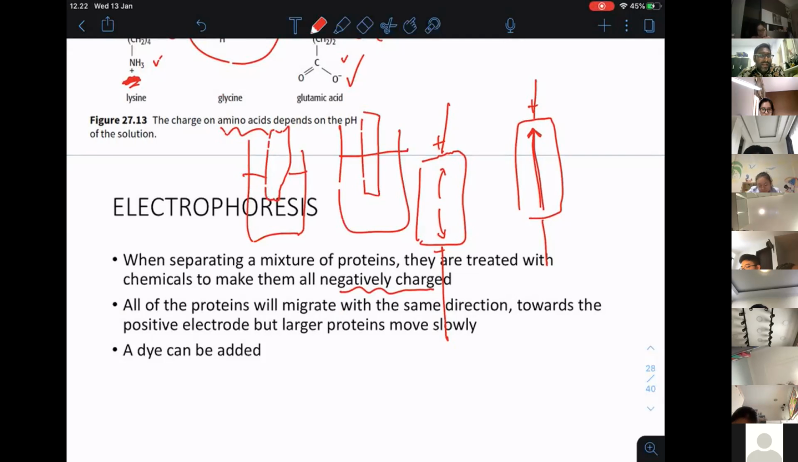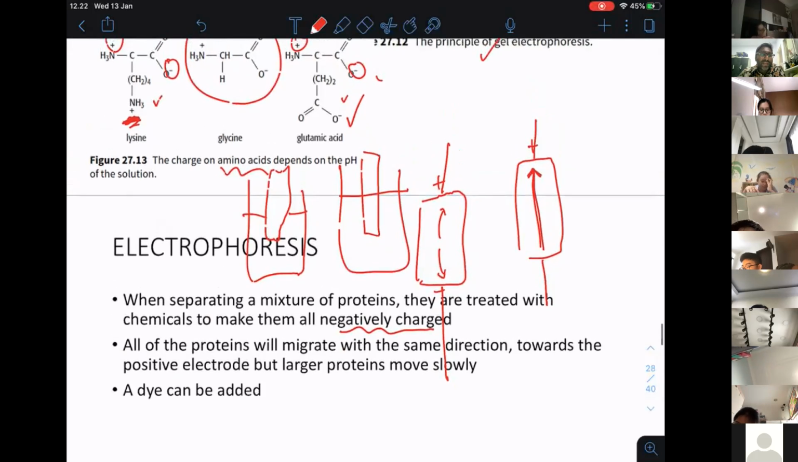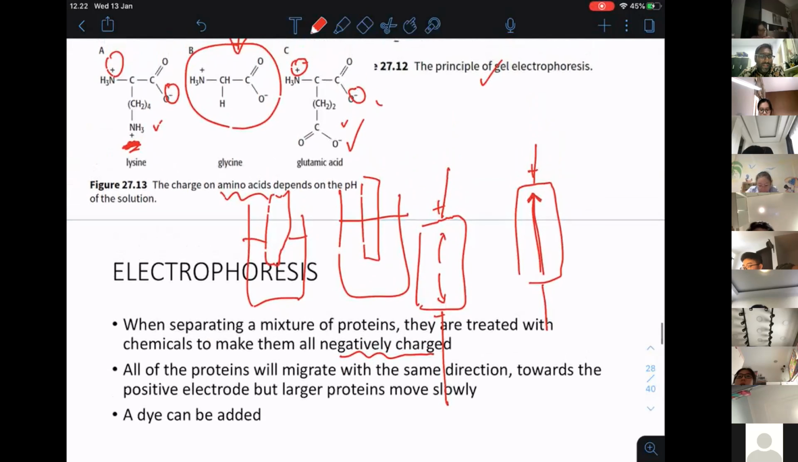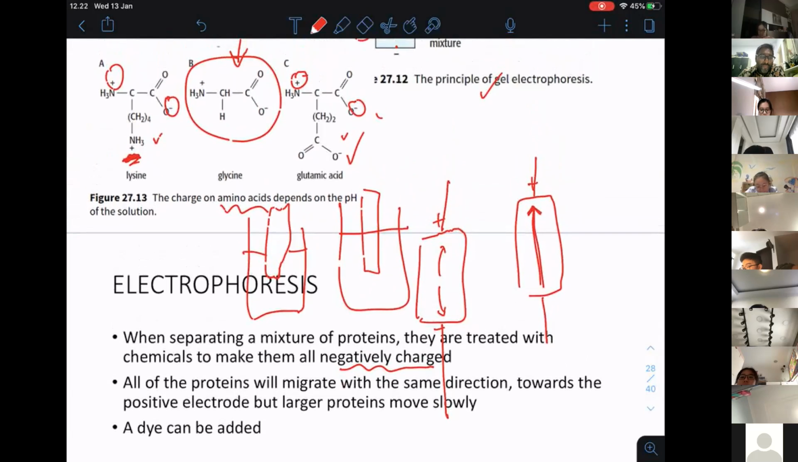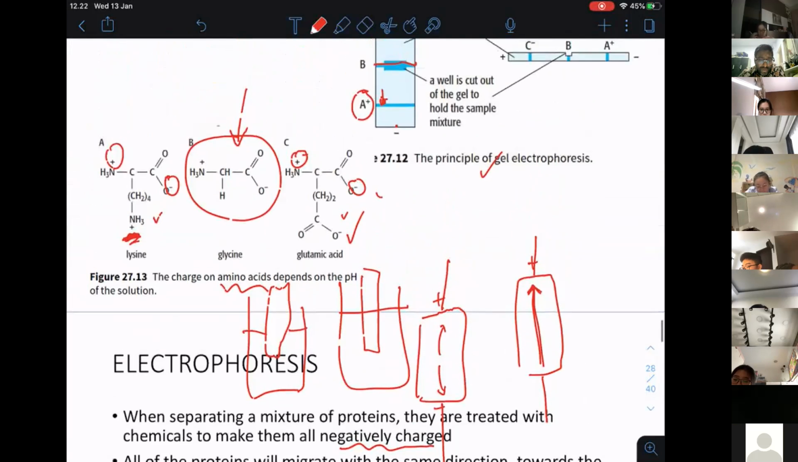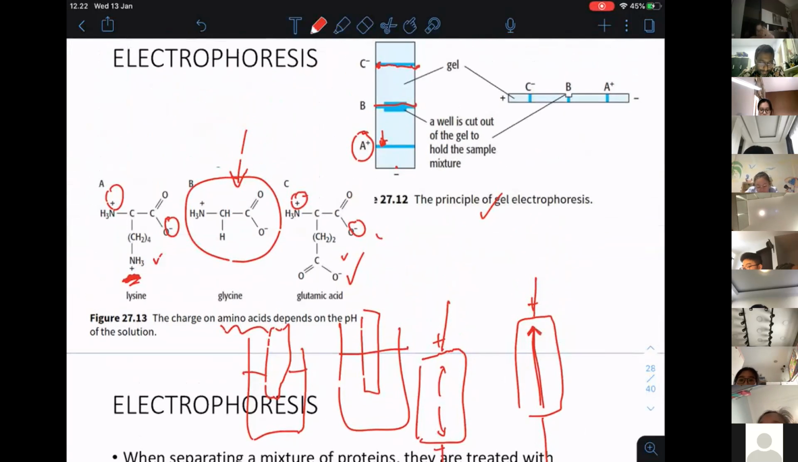But again, if you want to do more reading on electrophoresis, please go ahead. What is important here is that you need to know that the charge depends on the pH, which means it determines where they move. But if you are using certain chemicals to make them the same charge so they move in one direction, the pattern might be the same. I'm not sure also.